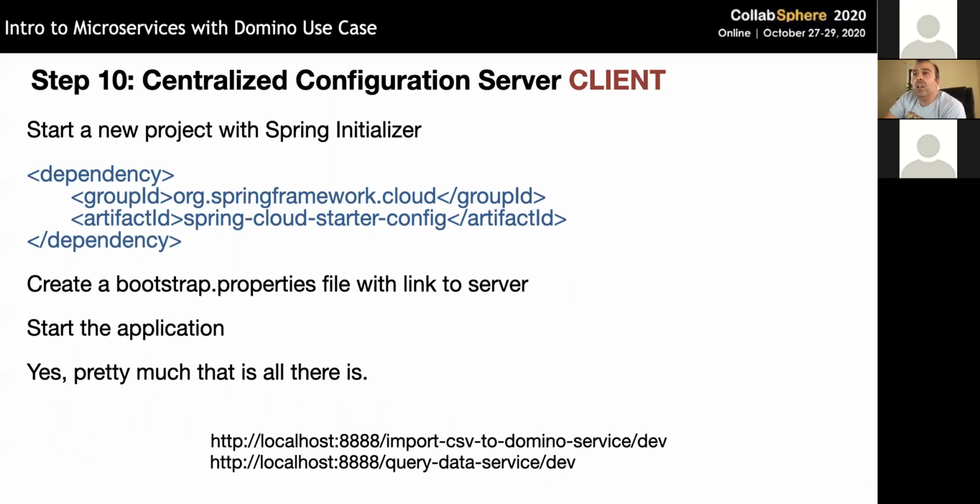How do you tell a client to use that centralized config server? Well, you create a Bootstrap properties file with your application name in it. You start the application, and that's it, and then it will go look for it. Because these things are provided by the Spring framework, it already knows how to talk to each other.